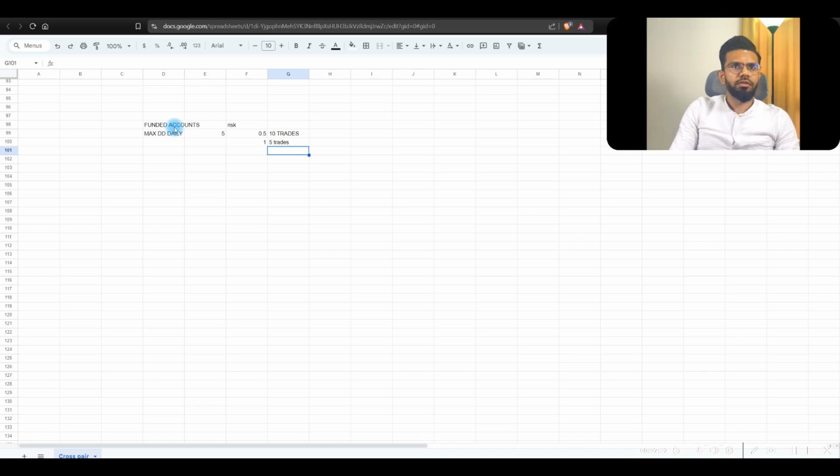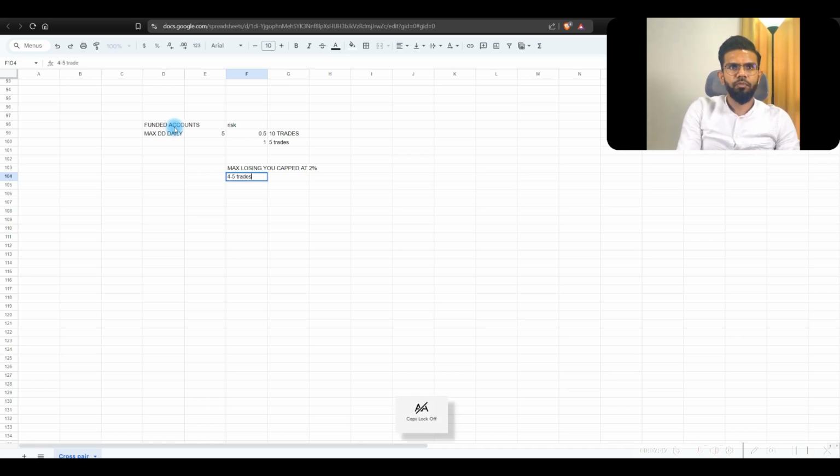So this will be 5 trades. You need to know how many percentage you want to lose per day and what the risk size is. Just going to give an example here. Let's say your maximum loss, you want to cap at 2% per day.